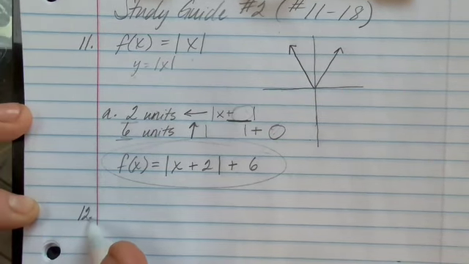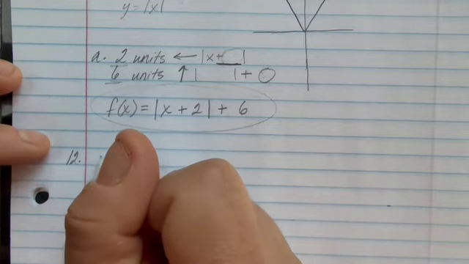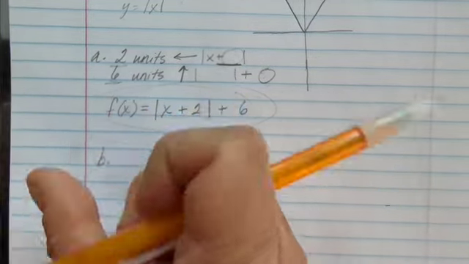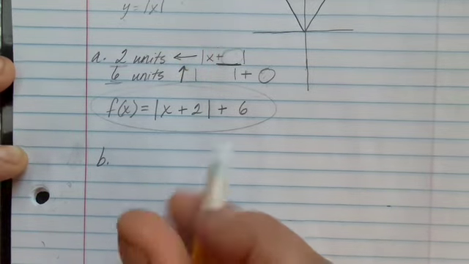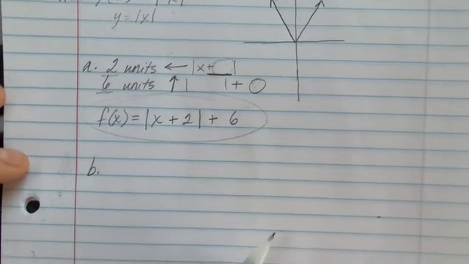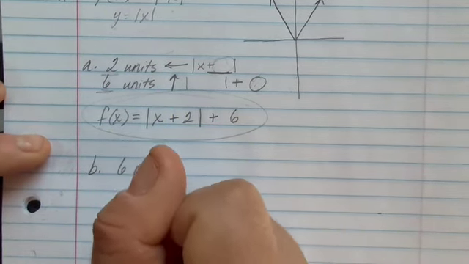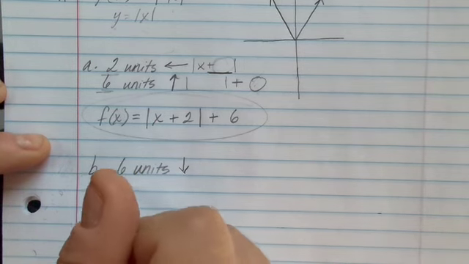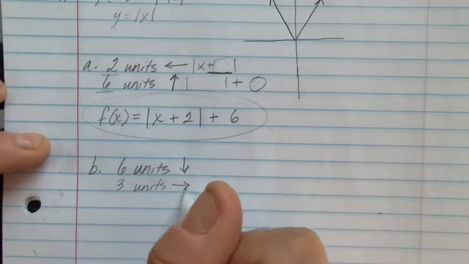Okay, let's try it. You don't have to graph it, okay? You just need to know how to do it. Sorry, it's not number 12 yet. It's letter B. Letter B is a little bit different situation. It's the same function, f of x equals absolute value of x, but now we want to translate it 6 units down and 3 units to the right.